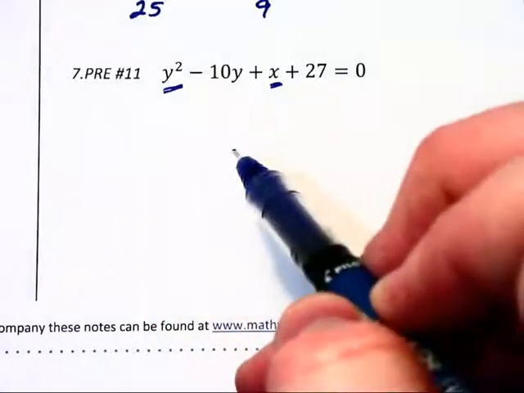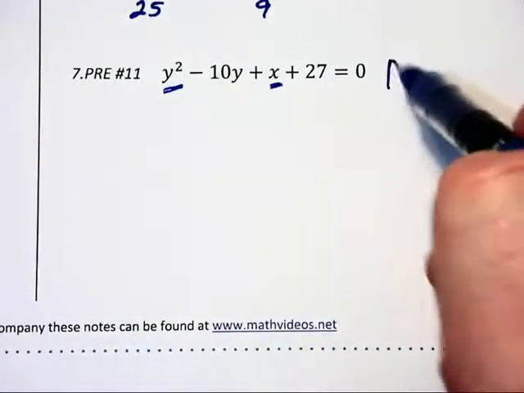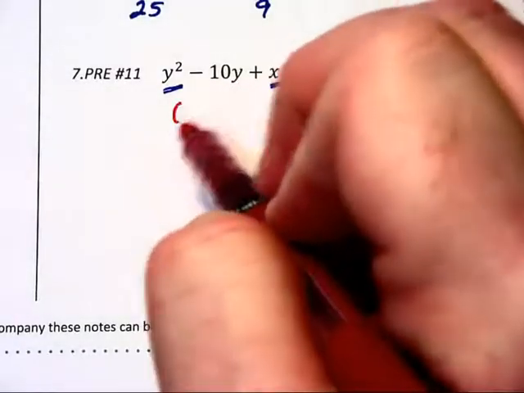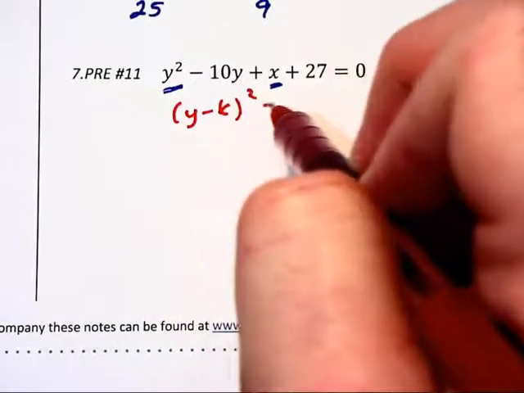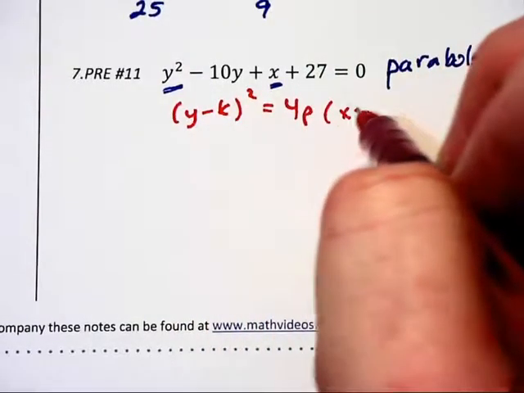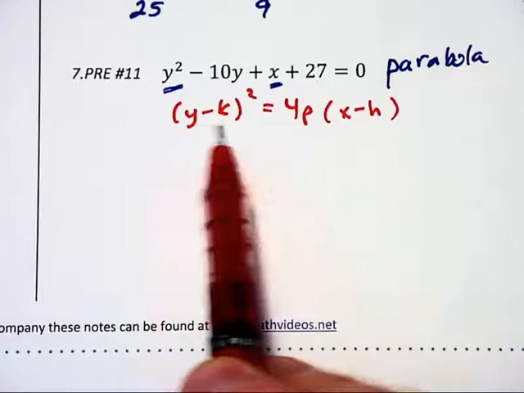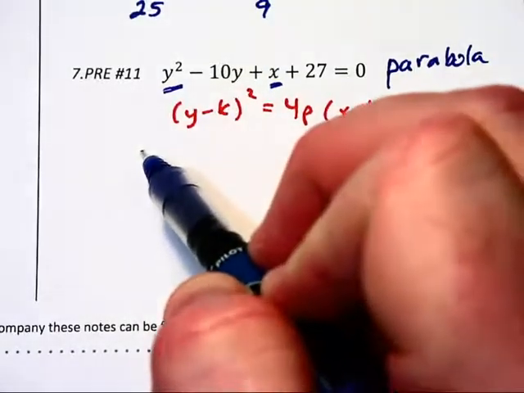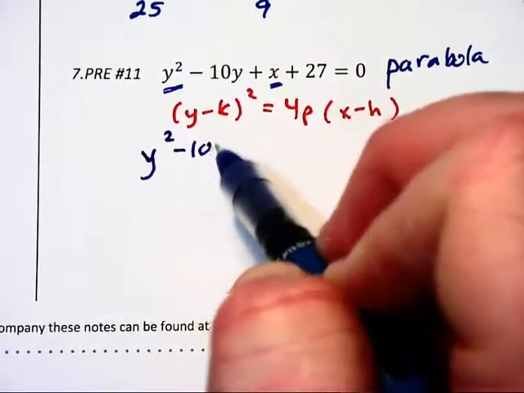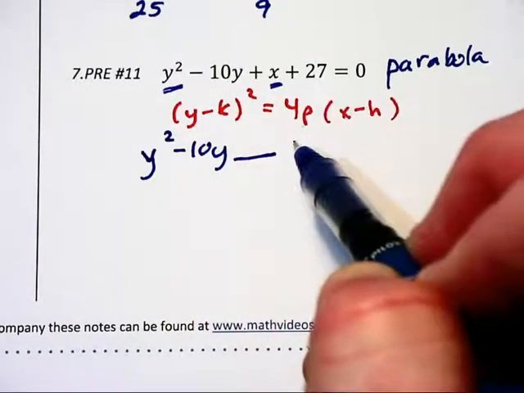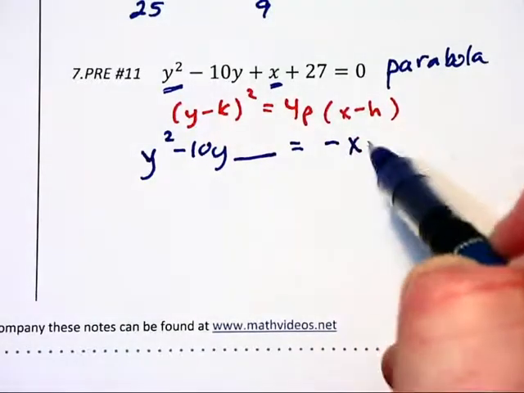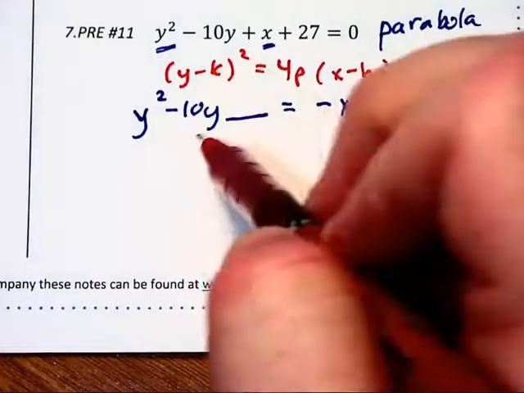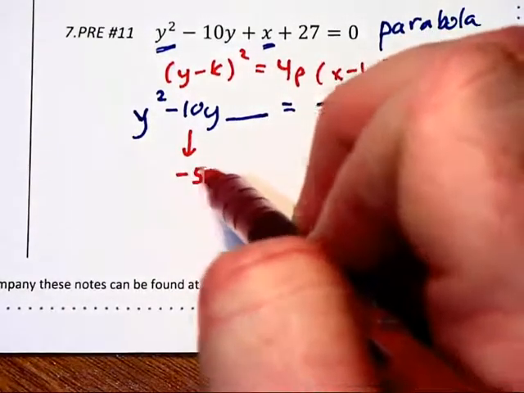Let's complete the square on the left because we are thinking to ourselves that we need to get this into the form y minus k quantity squared equals 4p times x minus h. So we want all the y's on the left and everything else on the right hand side of the equation. We will write y squared minus 10y, leaving a blank on the left to complete the square, equals negative x minus 27. And then, cutting in half, we get negative 5.